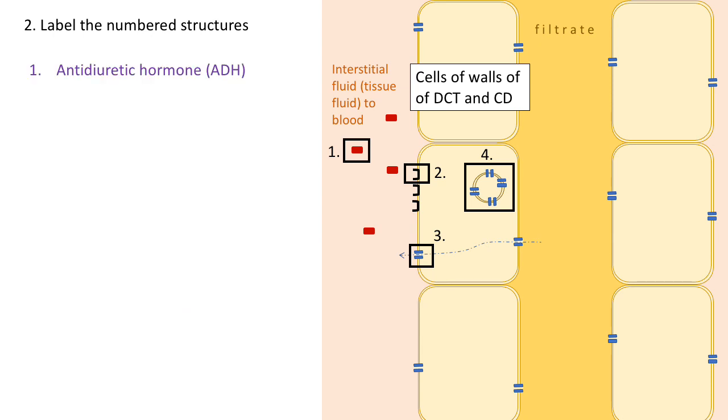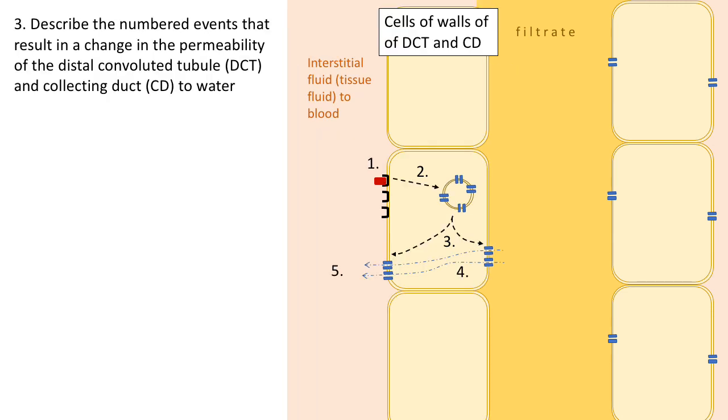Okay, so 1, hopefully you identified as antidiuretic hormone. 2 is the ADH receptor found on the cell surface membrane. 3 is an aquaporin, so a protein channel that allows water to pass through. And then 4 is a vesicle containing aquaporins in its membrane. Okay, so let's look at exactly how these components function. So on to question 3.